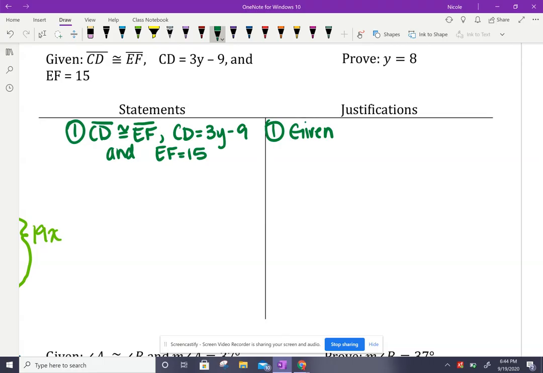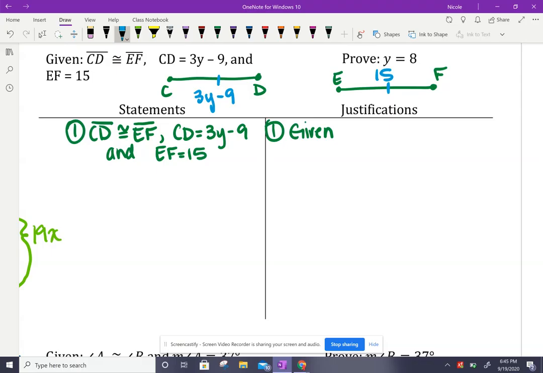So from here, I personally, again, like to draw a picture, give myself all of the information. I have CD and EF. And since they told me that they're congruent, here in our given information, I can mark them as congruent to each other. It also tells me that CD is 3y minus 9 and that EF is a total of 15.